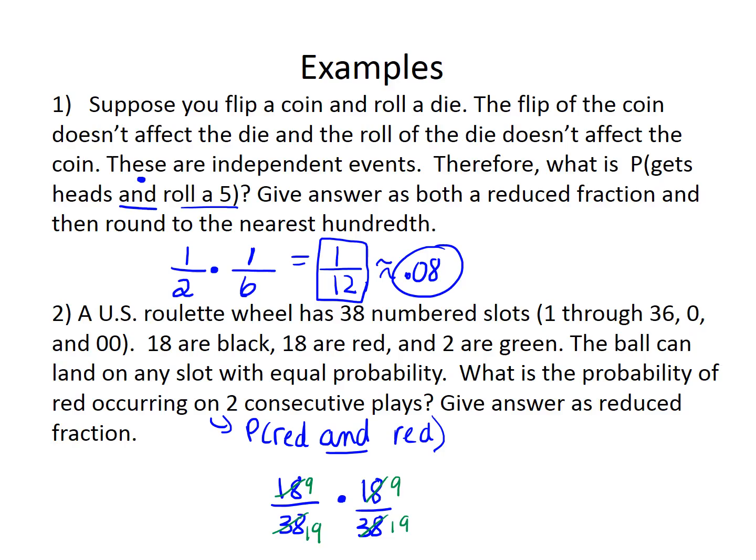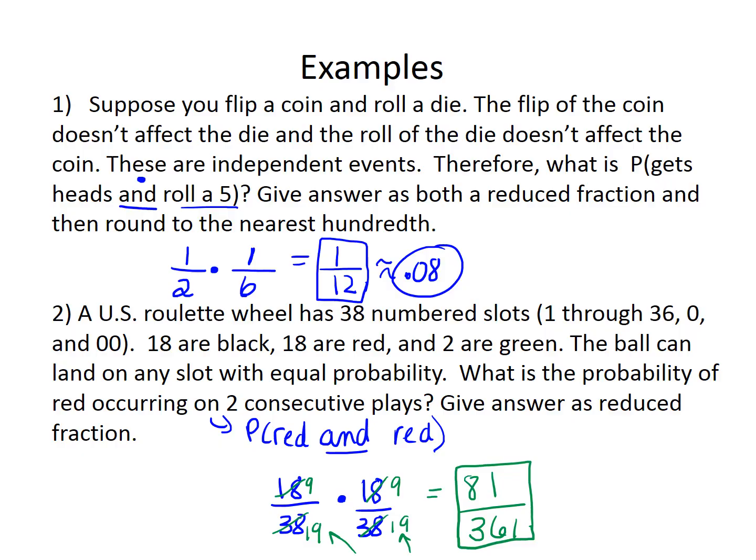You can divide top and bottom by 2. Because then, if you look, you only have 9s on the top and 19s on the bottom. So now when you multiply straight across, you know your answer is going to be reduced. All right, 9 times 9 is 81, and 19 times 19 should give you 361, and then you don't have to worry about trying to reduce that in the end because you reduced before you multiplied.